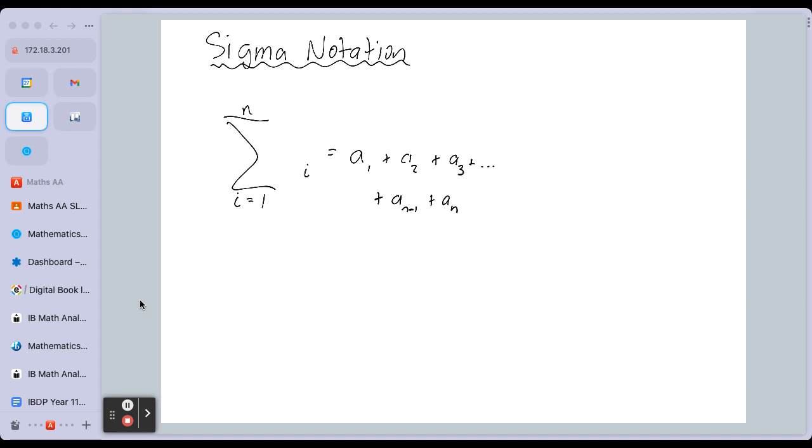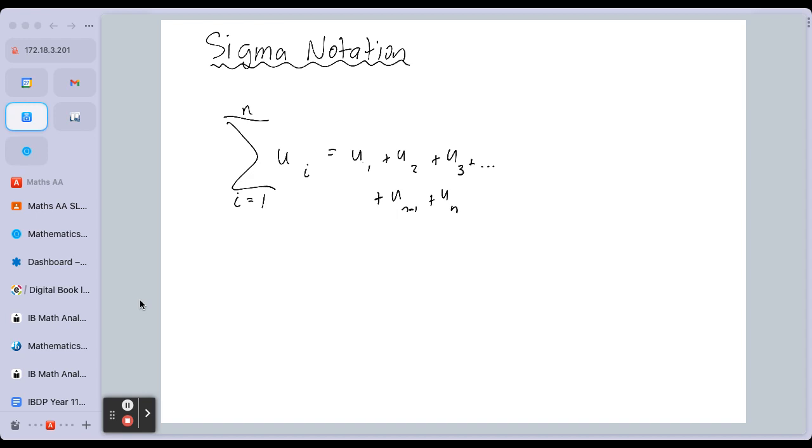Might even just change the language here a bit. And that's what it means. So sigma notation uses a capital sigma from the Greek alphabet, and it's a shorthand notation for describing the rule of a sum.